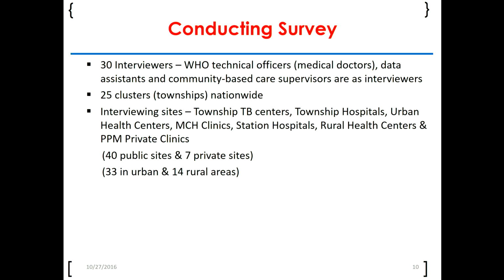So finally, we conducted the actual survey, started in December 2015. We used 30 interviewers, and the interviewing sites covered township TB centers, hospitals, urban health centers, MCH clinics, station hospitals, rural health centers, and PPM private clinics. 40 public sites and 7 private sites, and 33 urban and 14 rural areas were involved in the survey.